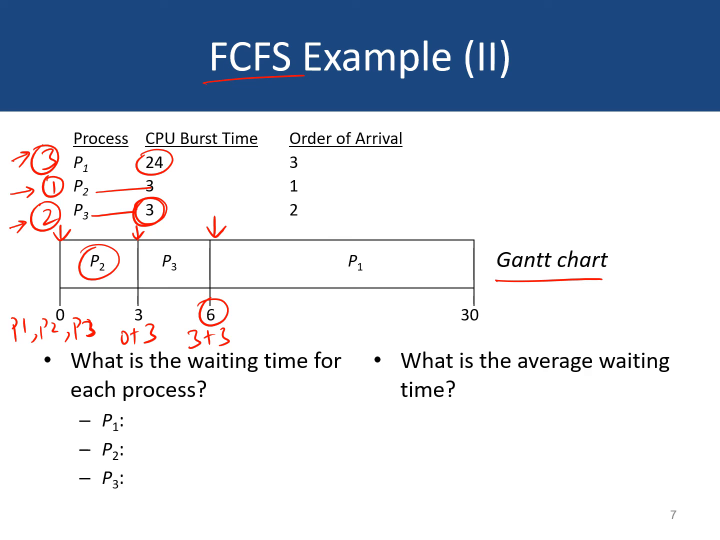It will start executing on the CPU and it will finish at 6 plus 24, which is 30 milliseconds, since it requires 24 milliseconds. So this is the schedule. Now let's see what the individual waiting times are in this case for each of these processes.